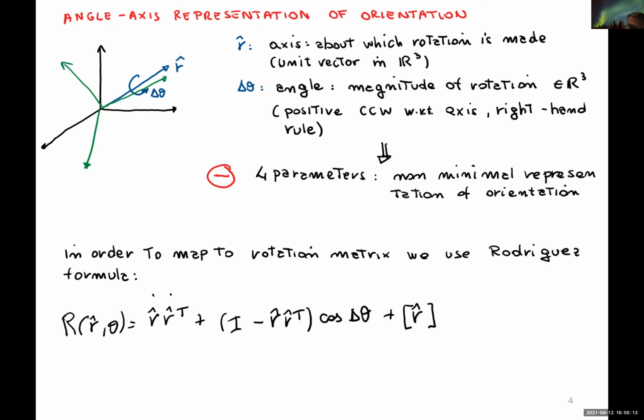So we have an axis and an angle, and we have this. Did you ever see this? This is called the outer product. It is a matrix, and it is very similar to the square norm, remember, but the transpose is in the other place. Then we have the identity minus this outer product, times cos delta theta, plus, you remember the skew-symmetric matrix associated to a vector, so this is the skew-symmetric matrix associated to the axis, times sine of delta theta.